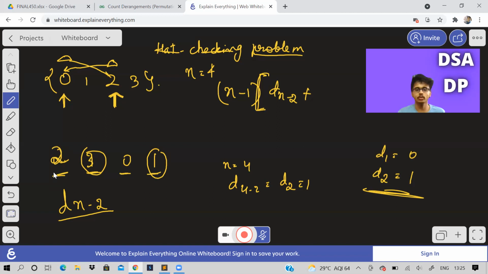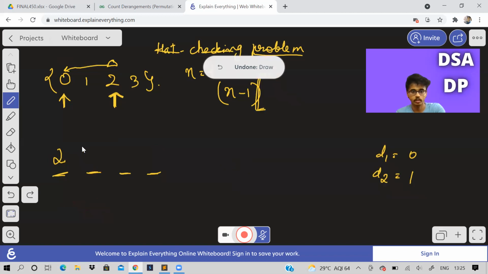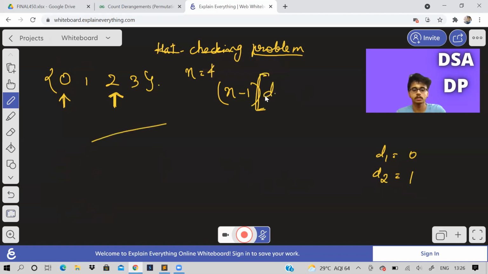You can fix anything. You could have fixed 3 also. Any i apart from this 0, like we are taking the starting element, right? So 2 we put here, 0 we put here. Now these two were remaining. How many derangements are there if 2 things are remaining? D of 2. What is D of 2? 1. But now let me tell you one more thing. So we got d of n minus 2.